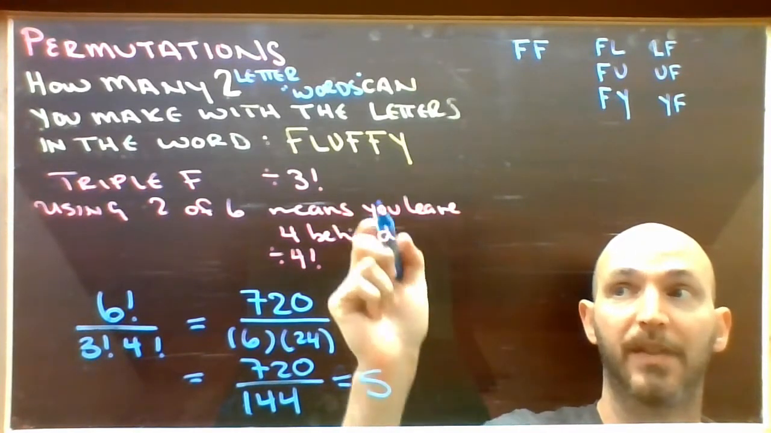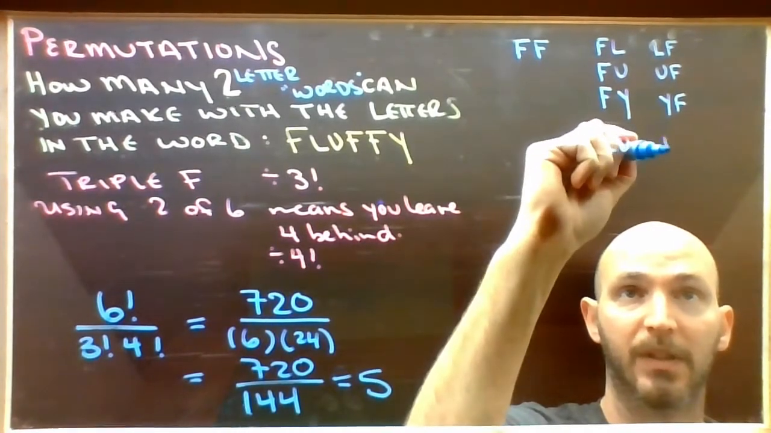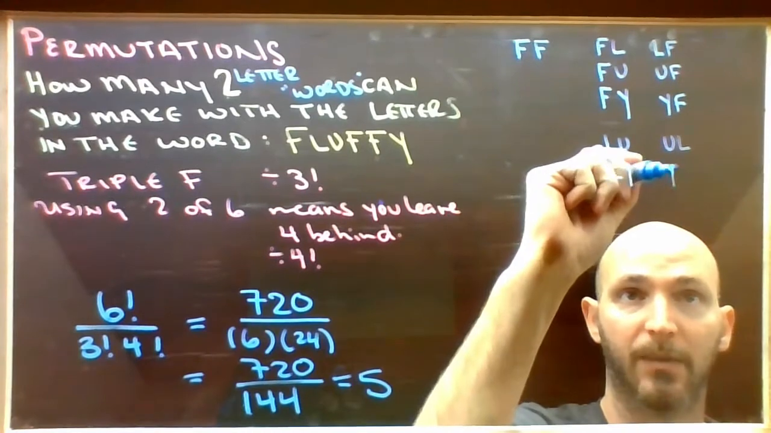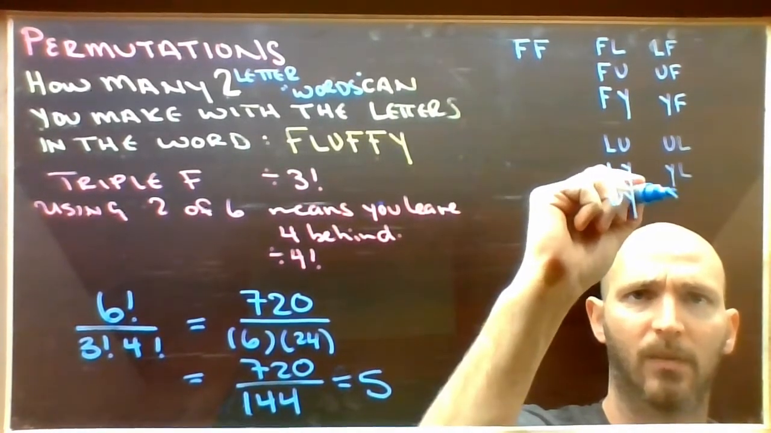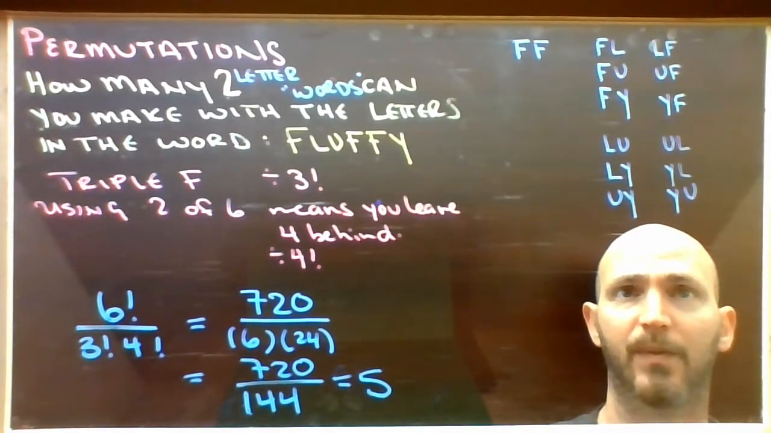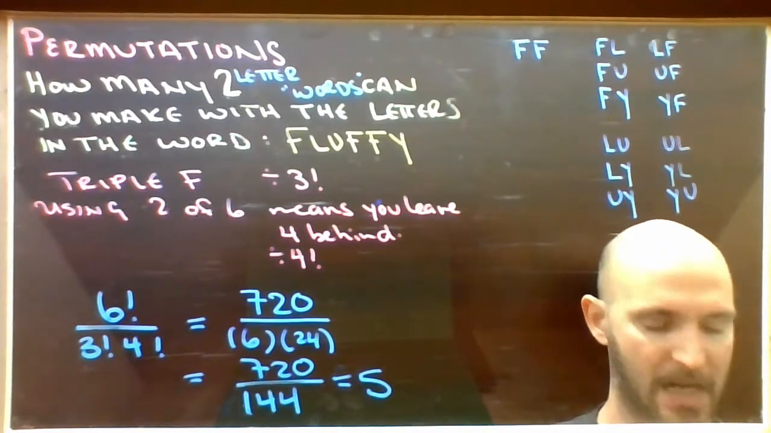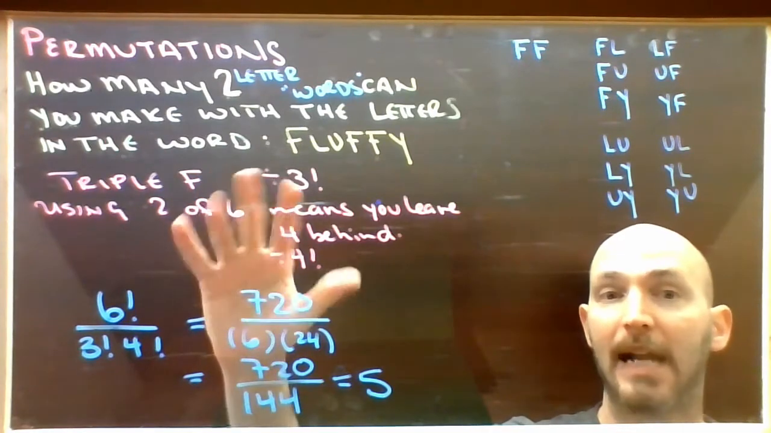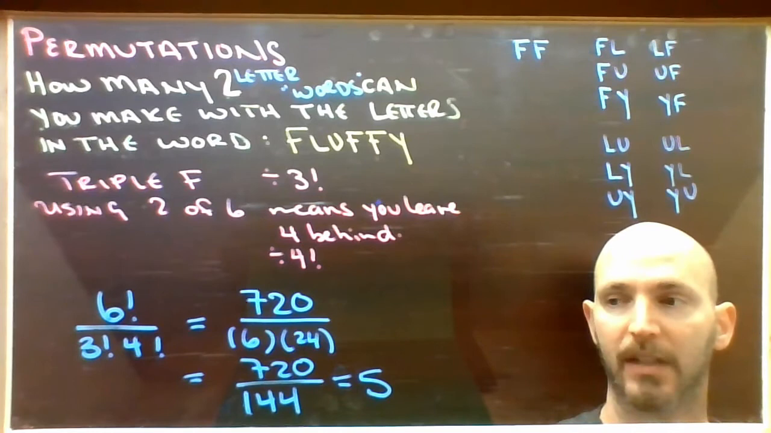Or I could try them with no F's, which would be the L with the U, the L with the Y, the U with the L, the Y with the L, or U with the Y, and Y with the U. So it looks like I have, what is that, 13 different words, and my calculation came up with 5. And the problem is that you can't combine these techniques. It ends up undercounting too much.